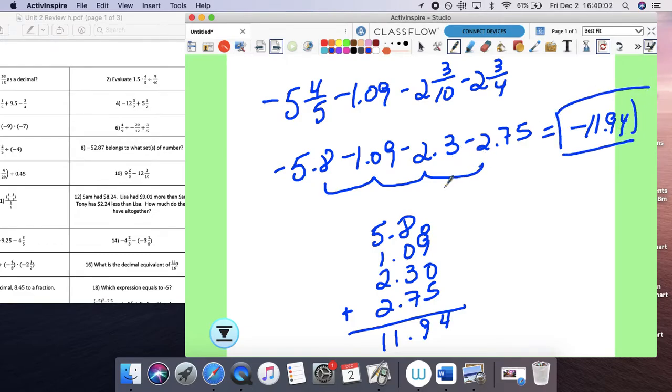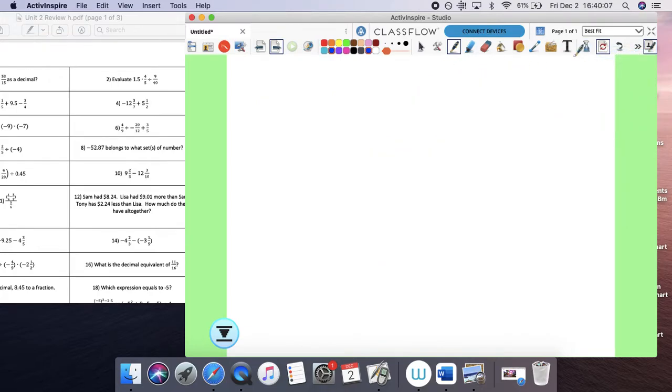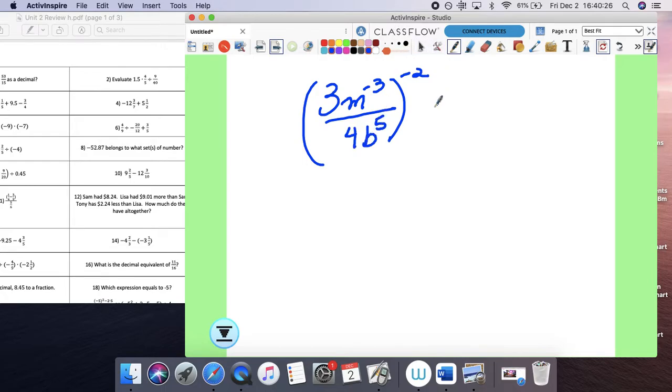Okay. All right, not too much more left over. 29: 3m to the negative 3, all to the negative second power, over 4b to the fifth power. So again, law of exponents. Let's get rid of this guy here first. Right, so let's change that to a positive.